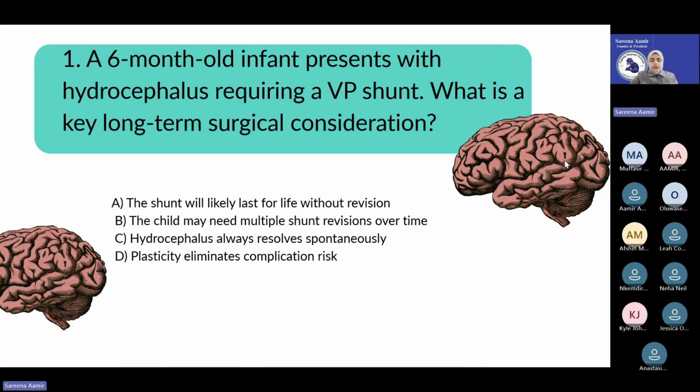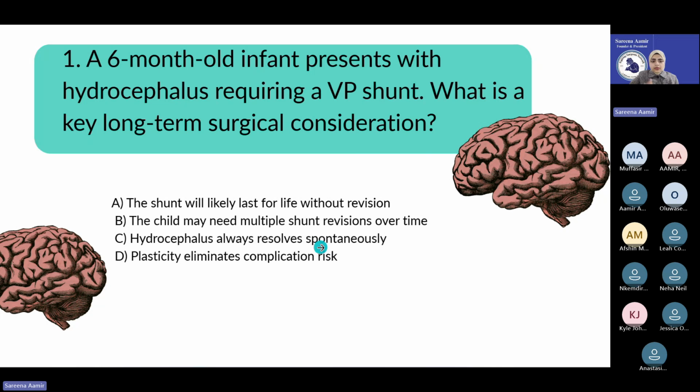A 6-month-old infant presents with hydrocephalus requiring a VP shunt. I wouldn't worry too much about what this is. It's just an operation. What is a key long-term surgical consideration? Is it A, the shunt will likely last for life without revision? B, the child may need multiple shunt revisions over time. C, hydrocephalus always resolves spontaneously. And D, plasticity eliminates complication risk. So I'll give you about 30 seconds to answer this question.